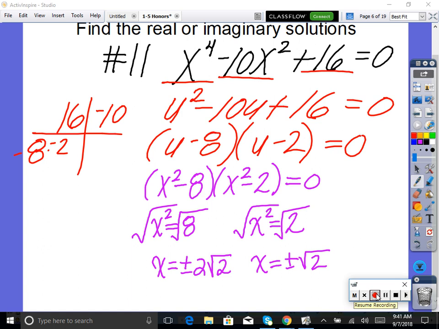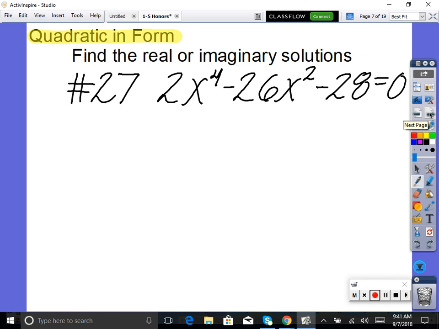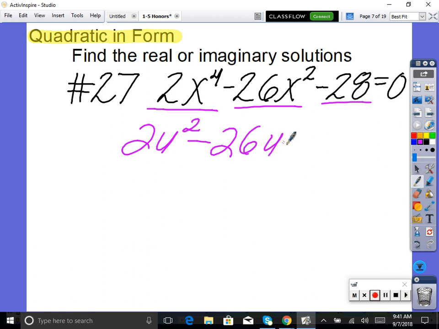Count 4 solutions. It was degree 4. We're all good here. Okay, look at number 27 with me. There's the easy way to do this one, and then there's the hard way. So once again, you would recognize degree 4, 2, constant. It's a u substitution. So 2u squared minus 26u minus 28 equals 0.